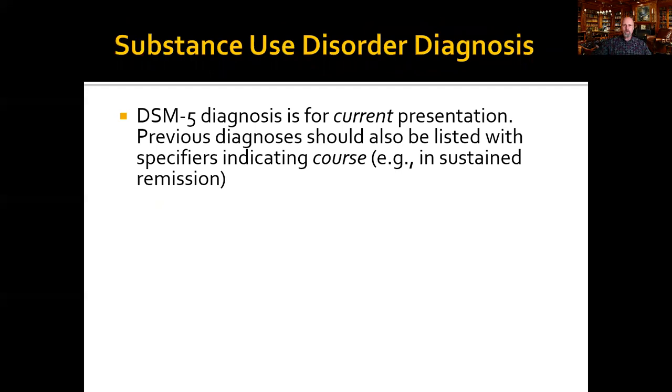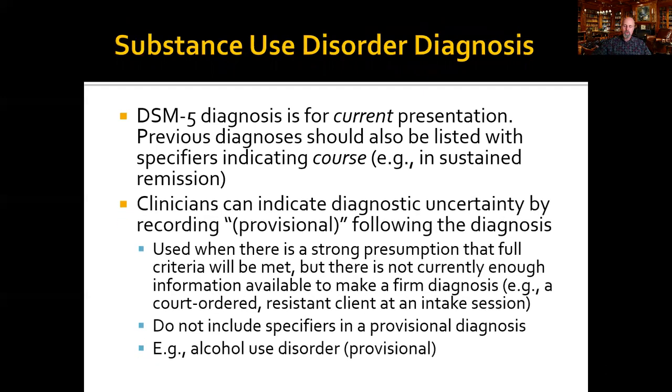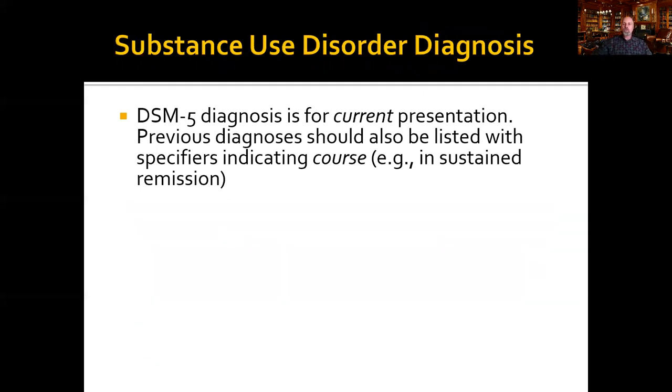When diagnosing a substance use disorder, the DSM-5 diagnosis is for current presentation, meaning their current use of the substance is what we're evaluating. Previous diagnoses should also be listed in the paperwork with the specifiers indicating the course. For example, sustained remission.